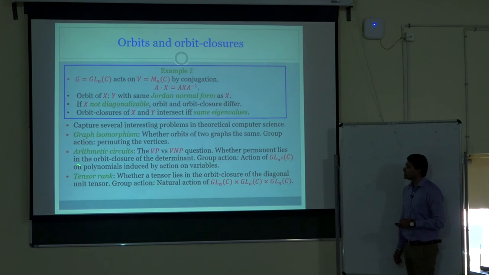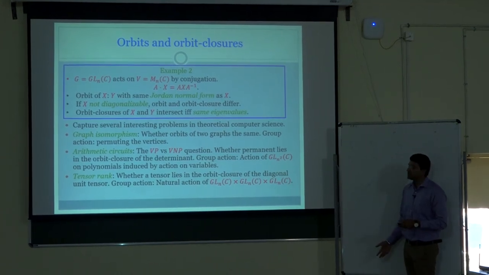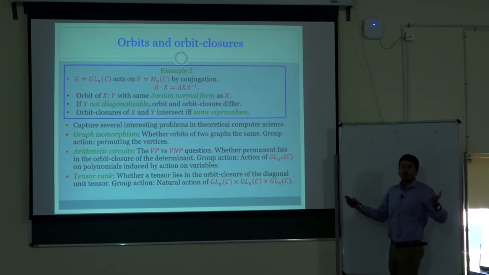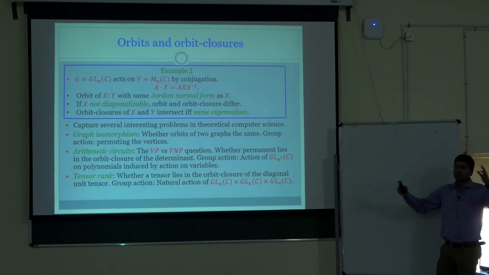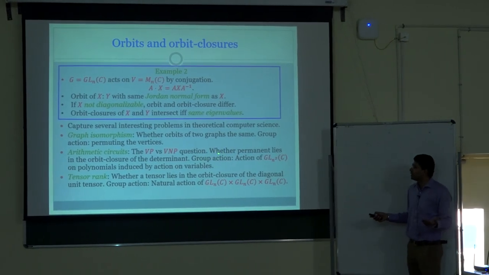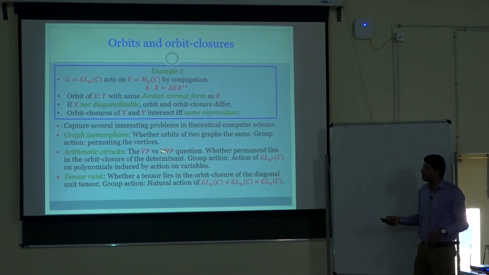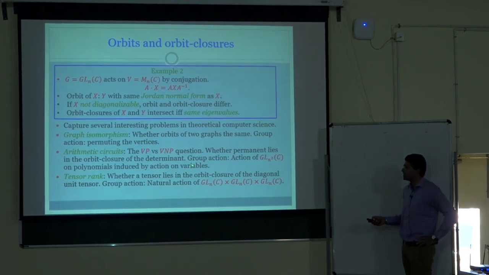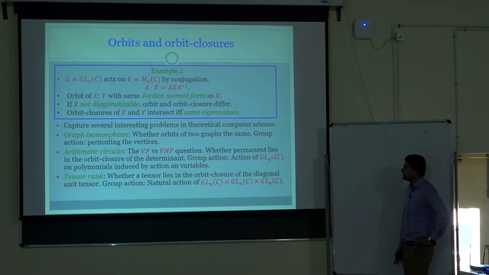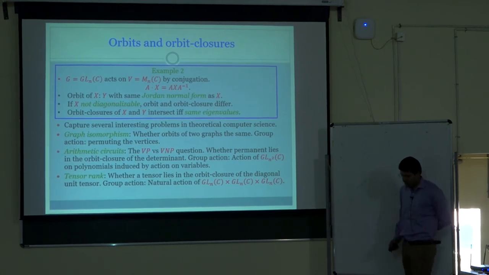And these orbits and orbit closures capture some very interesting problems in theoretical computer science, famous and important problems. For example, the graph isomorphism problem is just checking whether the orbits of two graphs are the same or not. If you are given two graphs and you permute vertices, you want to take one to the other. So this is the question of whether the orbits of two graphs are the same under this specific action. And then the question of P versus NP in the algebraic world can be phrased as a question about whether the permanent lies in the orbit closure of the determinant or not. There's a natural group action on the variables that's happening. Again, the tensor problem can also be framed in this way. So this language of orbits and orbit closures captures interesting, important problems in theoretical computer science.